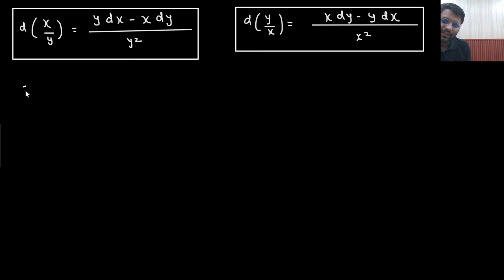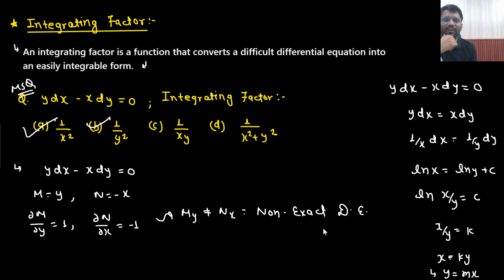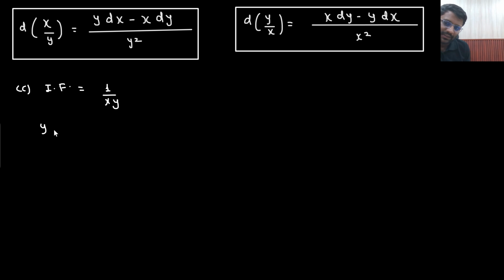Okay, let's go to the third one. Now they are saying that my integrating factor would be 1 by xy. Another new one is coming. It says that 1 by xy will also make your equation easier. Let's check if it makes my equation easier or not. y dx minus x dy equals 0. I need to multiply with 1 by xy.